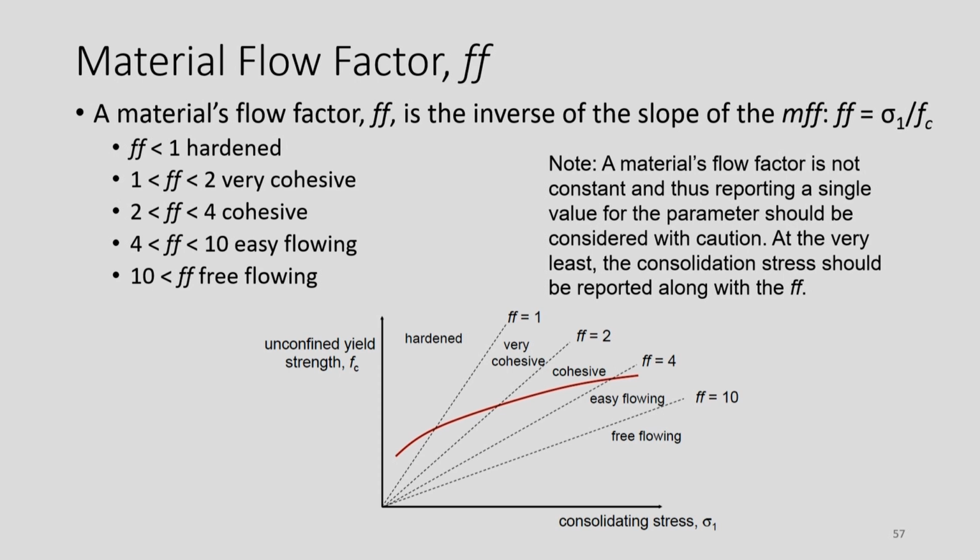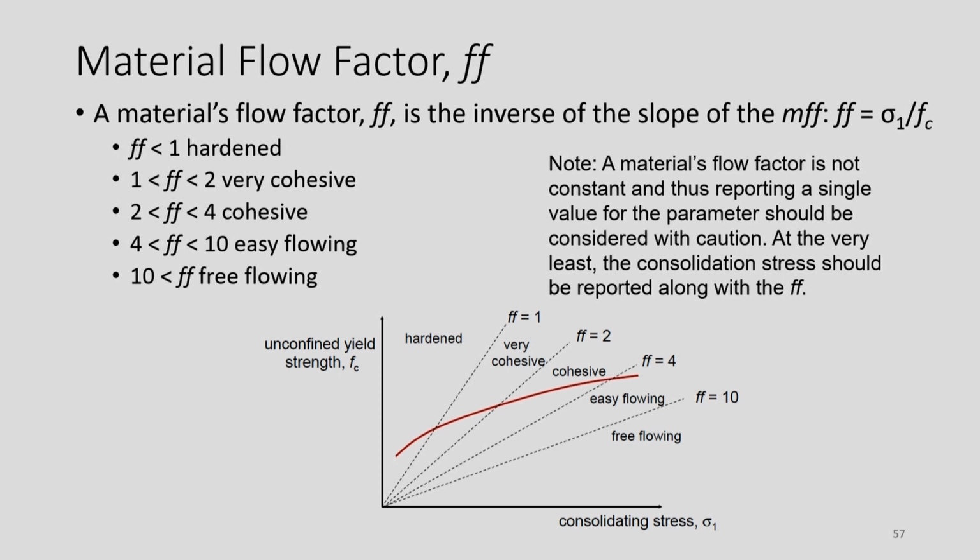If the consolidating stress is higher than the unconfined yield strength, which we talked about is the strength at the bottom arch, that means the stress within the powder, within the bin, is very high relative to the strength at the arch, then the flow will be better, free flowing. So that's the ratio of sigma 1 over the unconfined yield strength.